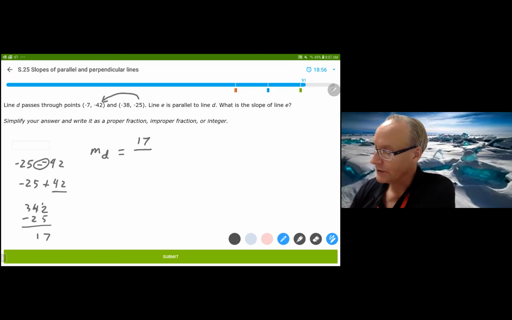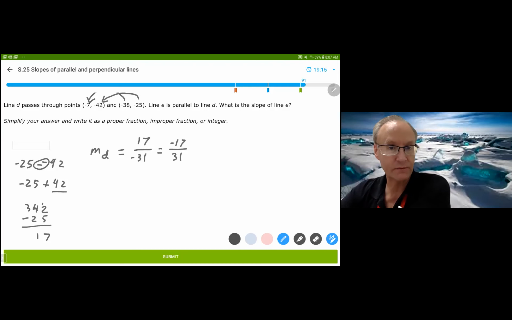Now, remember, you have to do this in order. The arrows have to go in the same direction. This time, I'm taking negative 38 plus 7, which is negative 31. And I'm done. Now, I like the negative in the numerator. That's up here. Most books stick it out in front, which is the same thing.